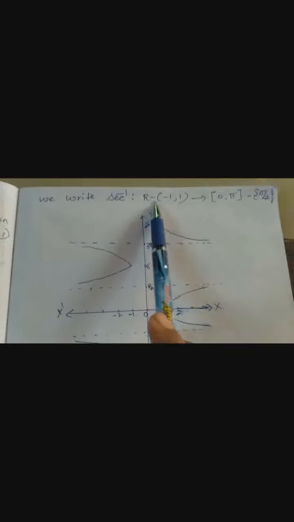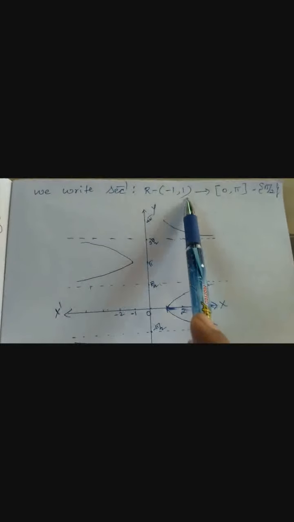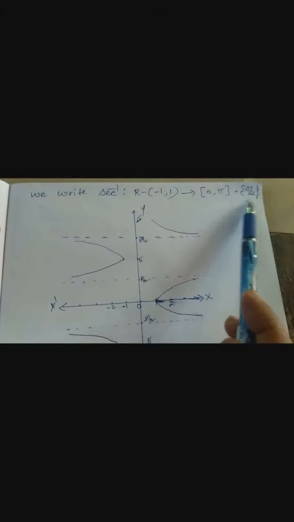It is bijective and its range remains the same. Range is R minus the open interval minus 1, 1. When we refer to the secant inverse function, you should take its domain as R minus the open interval minus 1, 1, and the range you should take is 0 to pi except pi by 2. And we write the secant inverse function as from R minus the open interval minus 1, 1 to 0, pi closed interval except pi by 2.